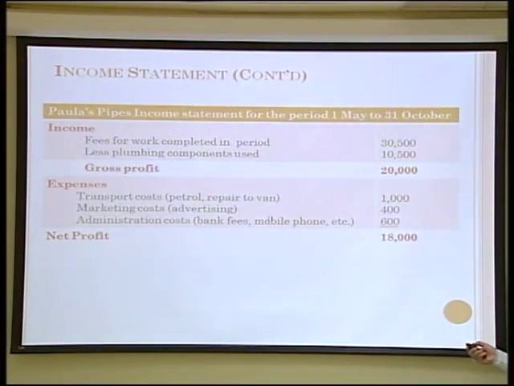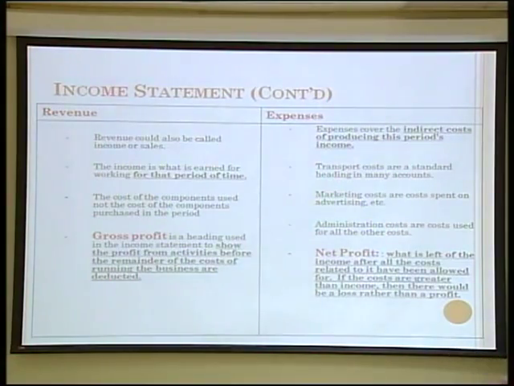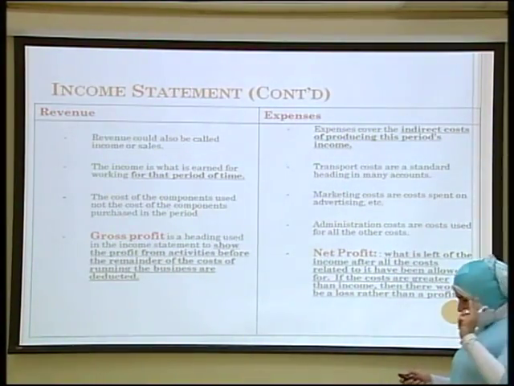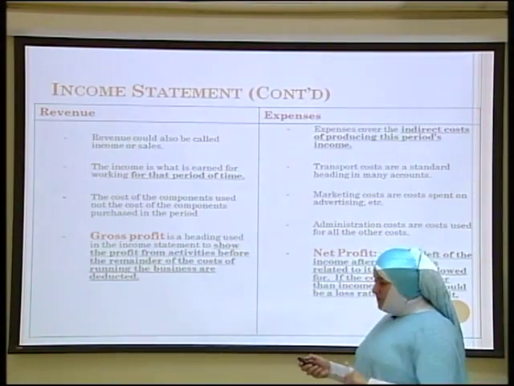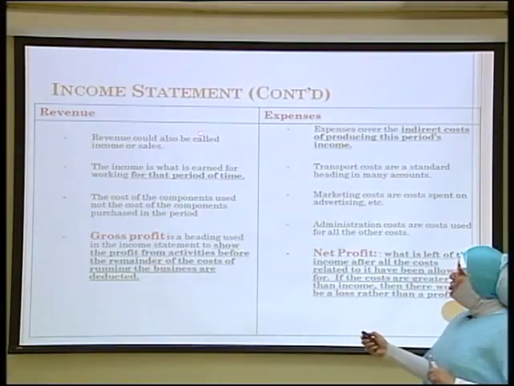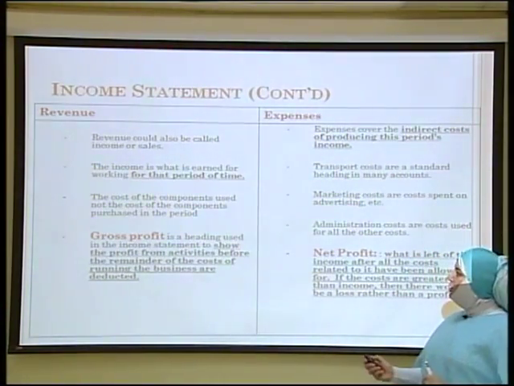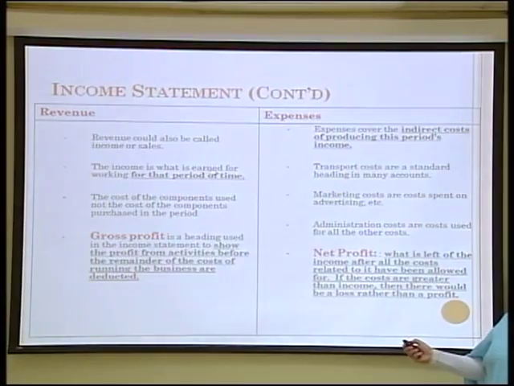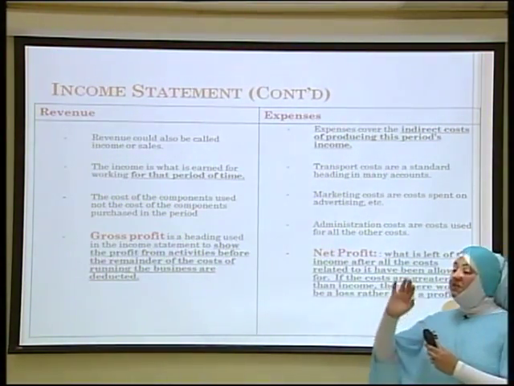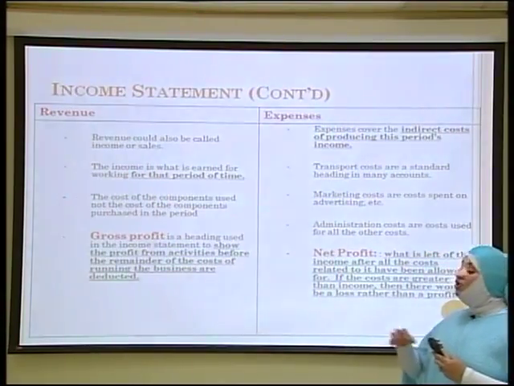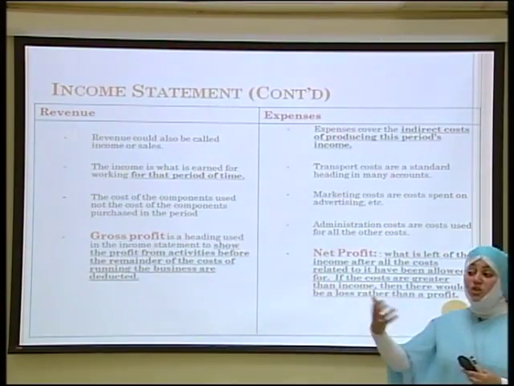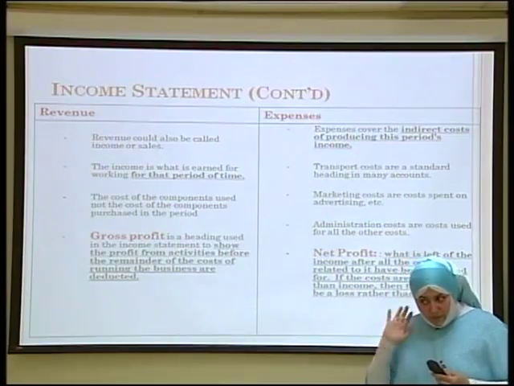So these are two examples. Let's summarize what we covered in the income statement. In the income statement, we have revenues, income or sales, call it whatever, sales, revenues, or income. The income is what is earned for working for that period of time. Now you prepare the income statement for a specific period of time. So this is what the business earned during this period. What did we earn?